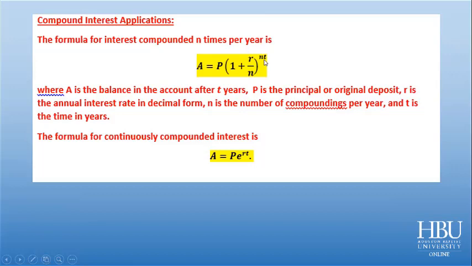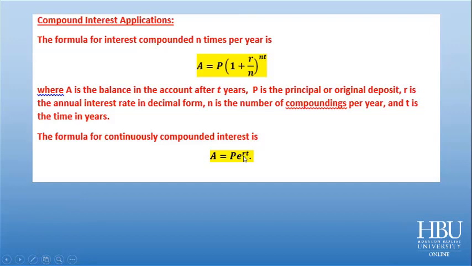What if your interest is compounded continuously? Then the amount in the account is given by this formula. The original principal times this irrational number e raised to an exponent r times t.